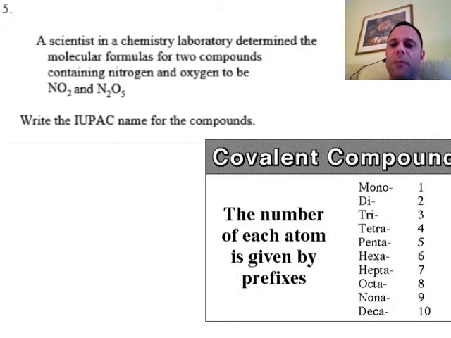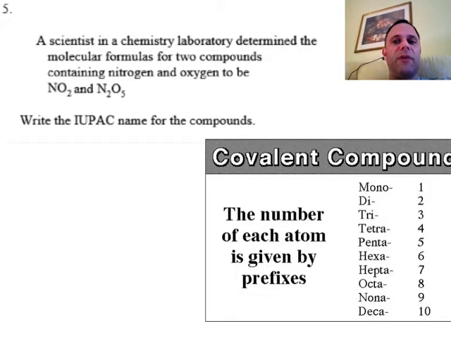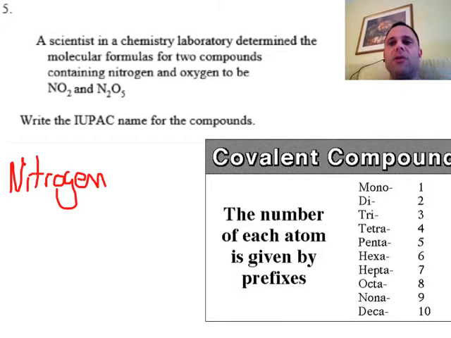So our first compound, let's draw that one in red. How many nitrogens do we have? Just 1. We do not need to use the prefix for that. It is called nitrogen. How many oxygens? We have 2. It's dioxide.